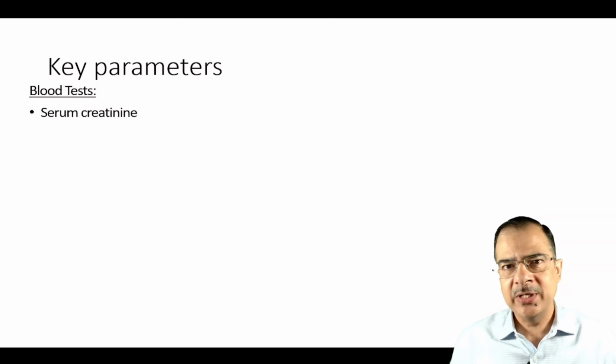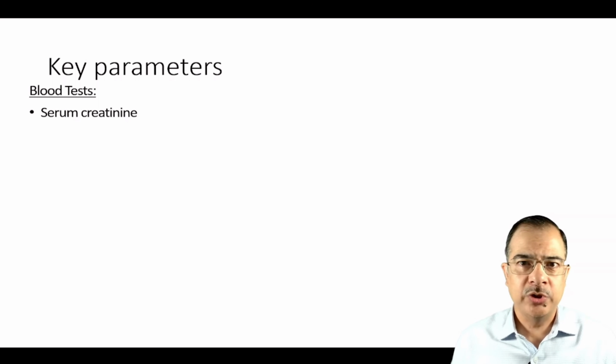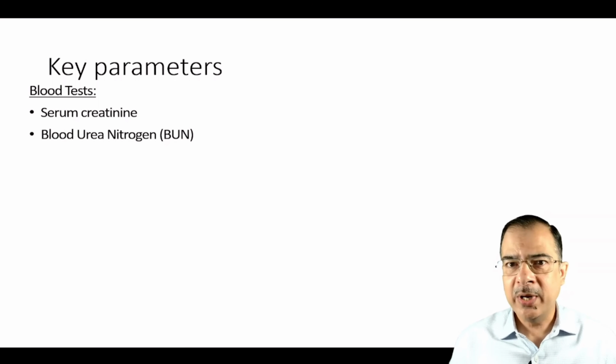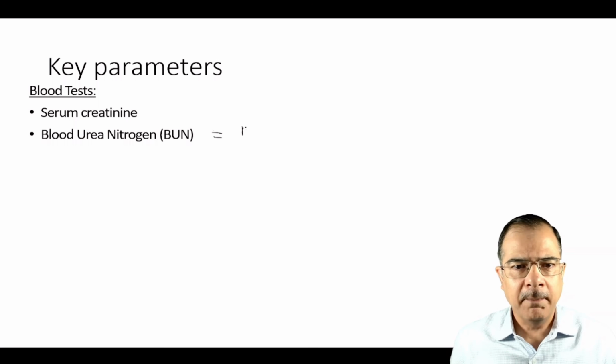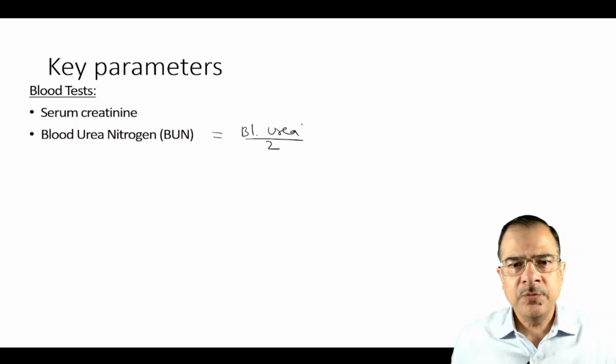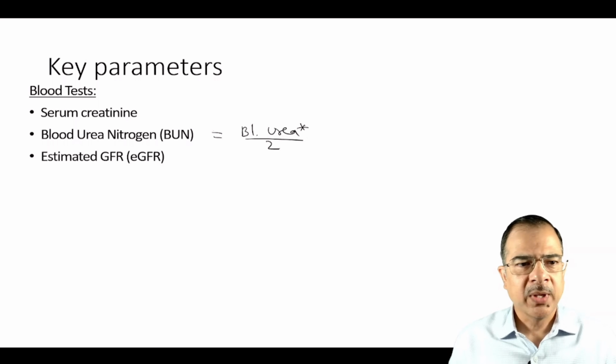So in the blood test, number one and most commonly used is serum creatinine levels. Second is the blood urea nitrogen. Blood urea nitrogen is equal to blood urea divided by 2 approximately. Some of the labs just do the urea, so you have to calculate the blood urea nitrogen.